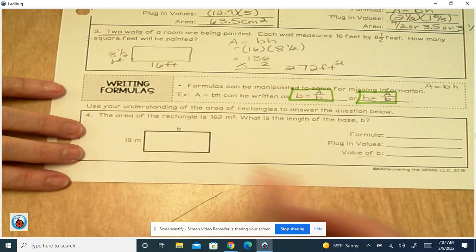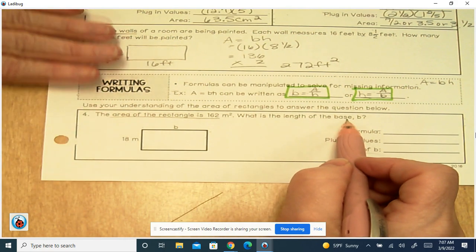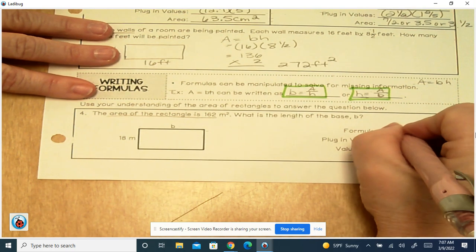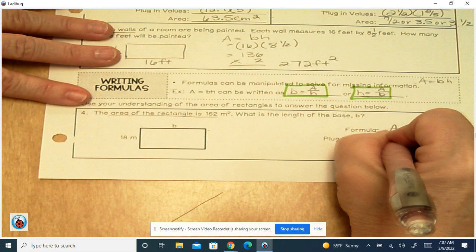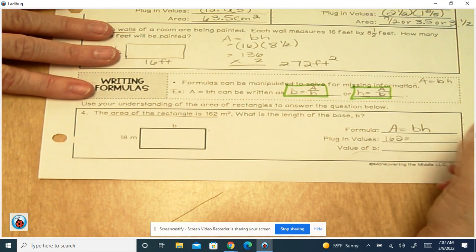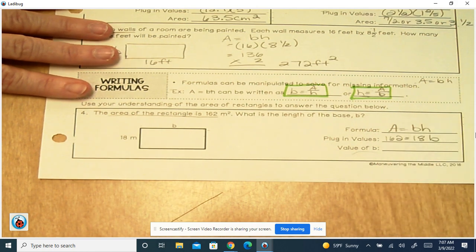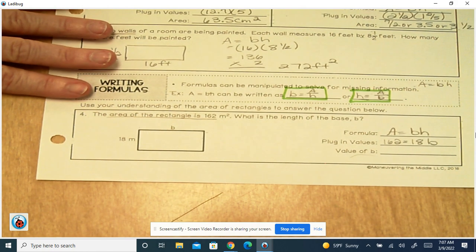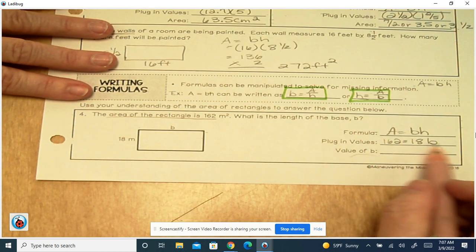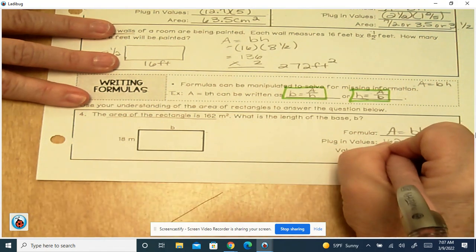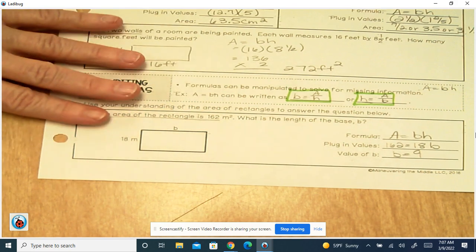All right. The area of a rectangle is 162. What is the length of the base? So our formula is A equals base times height, where the area is 162. And we have a height of 18. We'll put 18, and we're looking for the base. Here, you can just do straight division, or you can do math up enter and enter it in as an equation. And if you do that, you get your base equals 9. That'll be 9 meters.